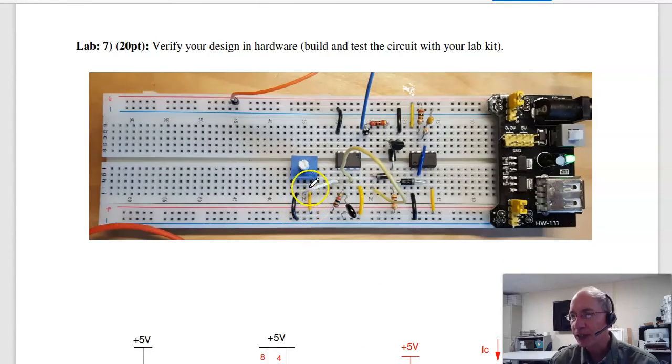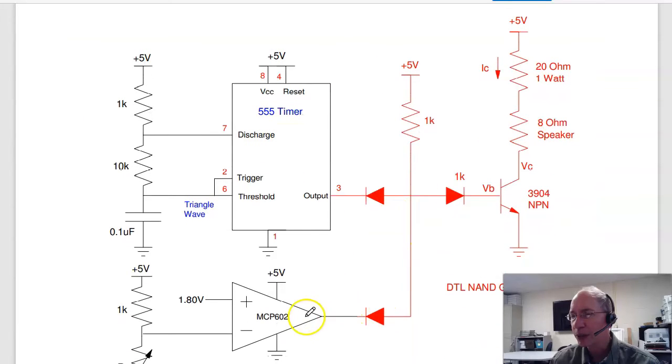5 volts on one side, ground on the other. As I turn the pot, I can adjust the wiper voltage, anything between 0 and 5. That goes to the plus input. The output then goes to a diode. When this is 5 volts, it enables the 555 timer. When it's 0 volts, it turns it off.